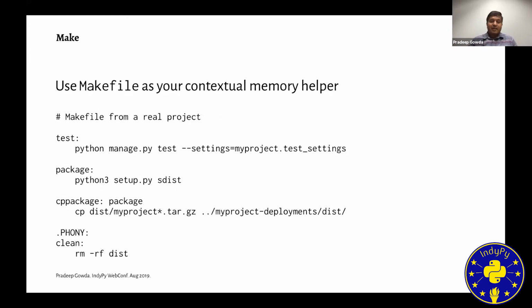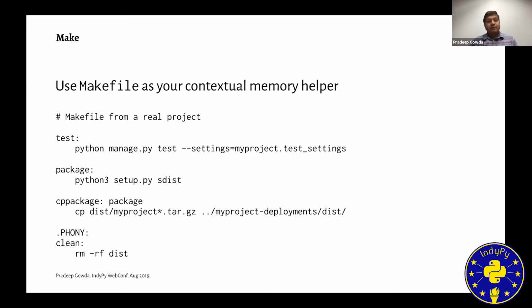Oh, it uses tabs and not spaces, and who uses tabs these days? But you know what? This is literally a Make file from my project, with my name changed. This is what I use as a contextual memory helper. I don't remember the exact incantation to run my test cases. Once I figure it out, I just put it in a Make file. And next time I want to run a test, I just say make test.